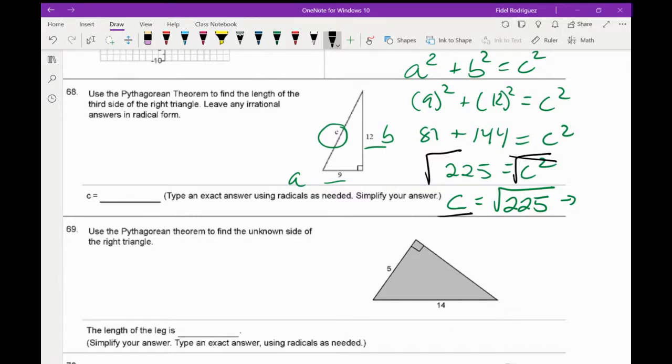On your calculator, depending on what kind of calculator you have, you might hit the square root and then enter 225. Some people have to hit 225, then square root. But in either case, we should be coming up with 15. And there's my problem. Excellent.